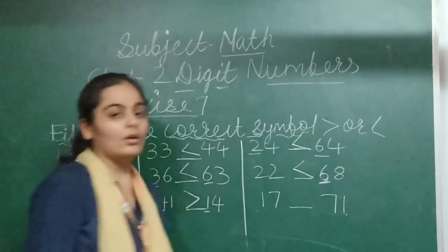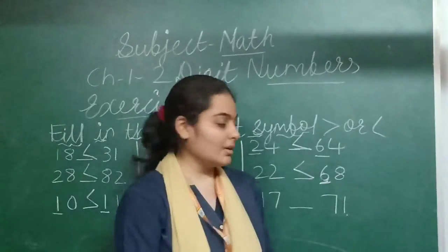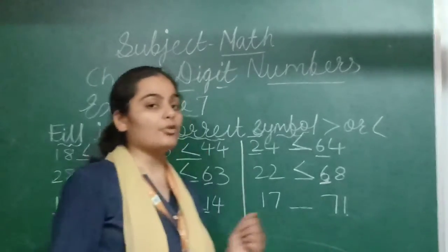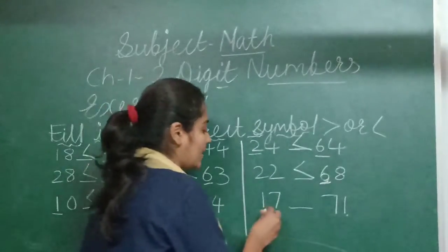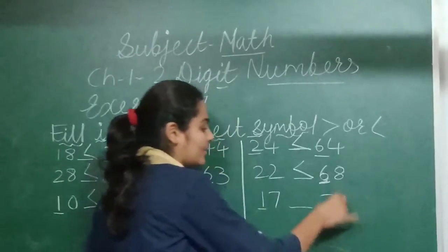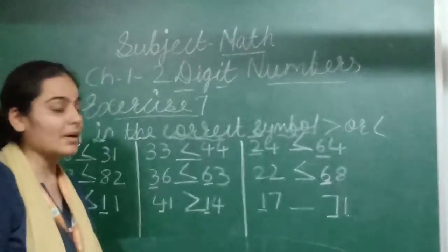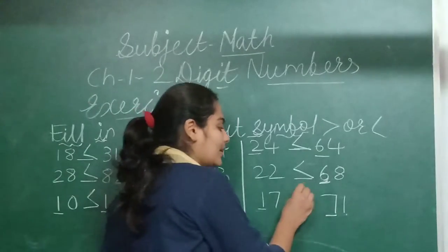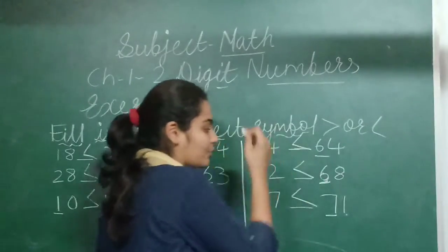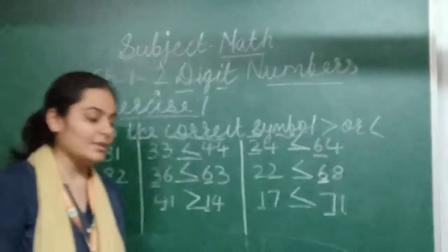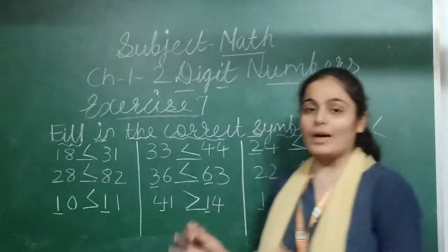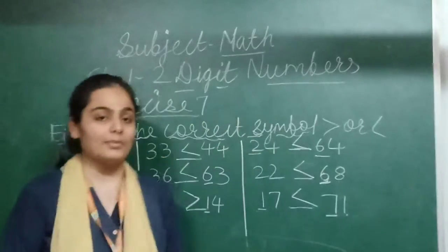Okay, now next, here 17 is there and here 71. So we have to compare the tens digit. Here 1 is there and here 7. So which number is bigger from 1 and 7? Yes, number 7. So we have to put the symbol on this side. I hope you all understand this concept very well. This is a very easy concept.